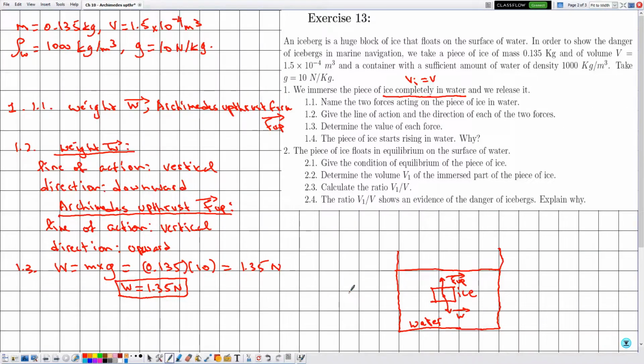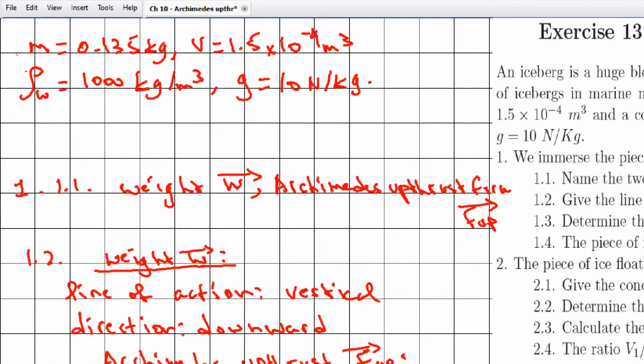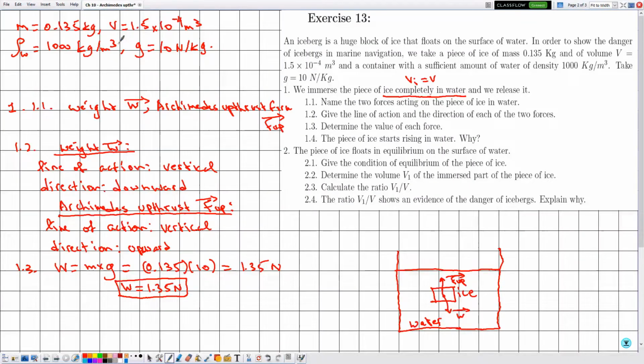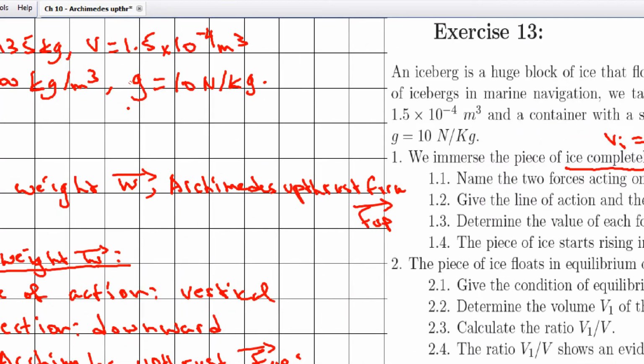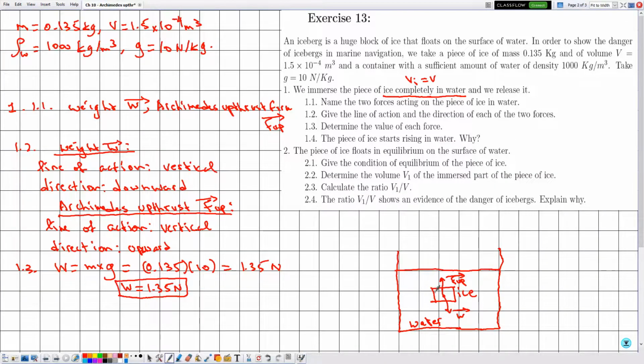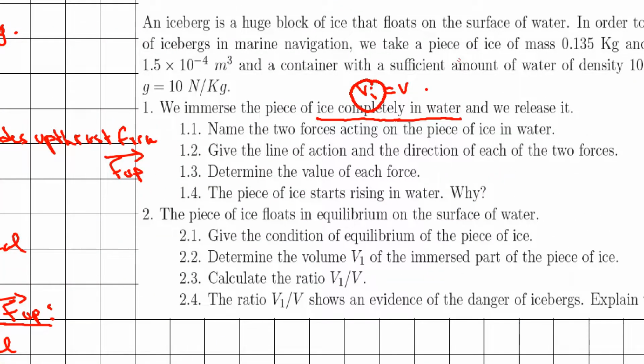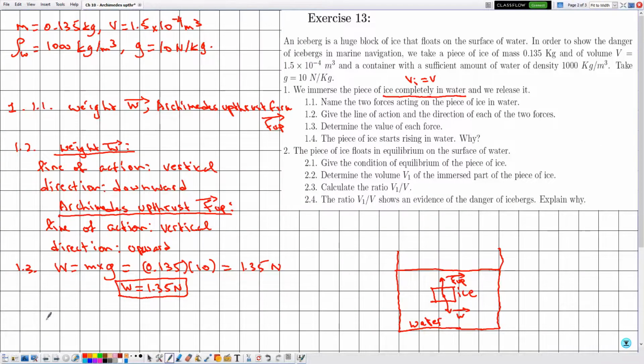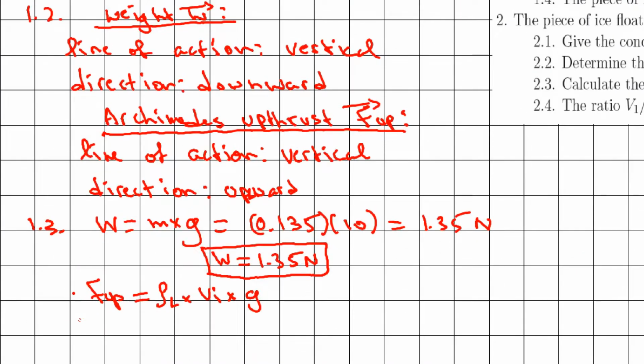So we need to find another method to calculate the value of F upthrust, knowing that we have the density of water and we know the value of g. Because the piece of ice is completely immersed in liquid, the immersed volume is equal to the total volume, so we can calculate F upthrust using its definition, which is given by the density of the liquid multiplied by the volume of the immersed part multiplied by g. No need to construct a triangle for this formula because this is the quantity that we want.